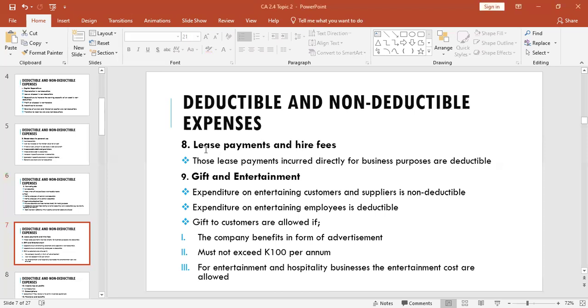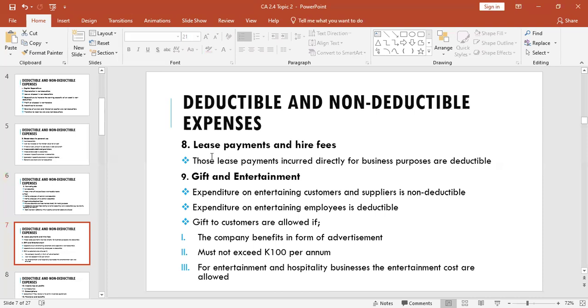So now, what about lease payments and hire fees? So we are in a lease, we're in an operating lease. Then we've got the interest that we pay on the operating lease, or the lease payments that we pay, or, oh no, we're in a finance lease. We're in a finance lease.